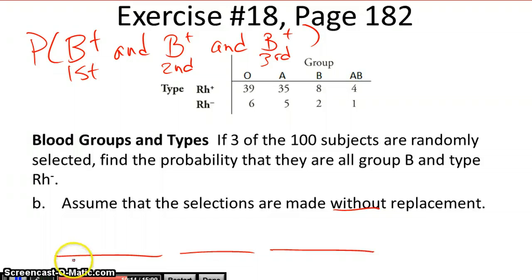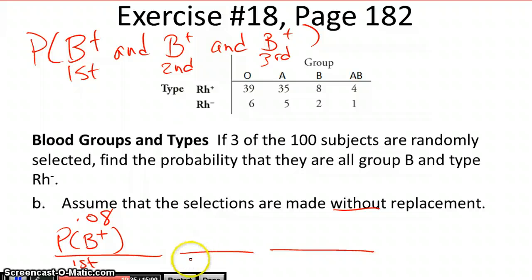But now, first person. Well, the first person is exactly that. There are still 100 people, 8 of them have B positive blood, so it's going to be the probability that the first person has B positive blood. That's 0.08. 8 out of 100.